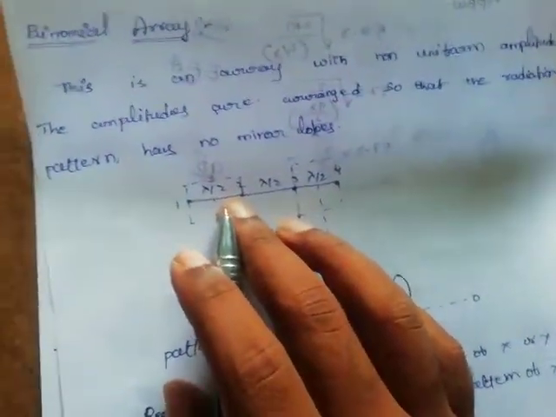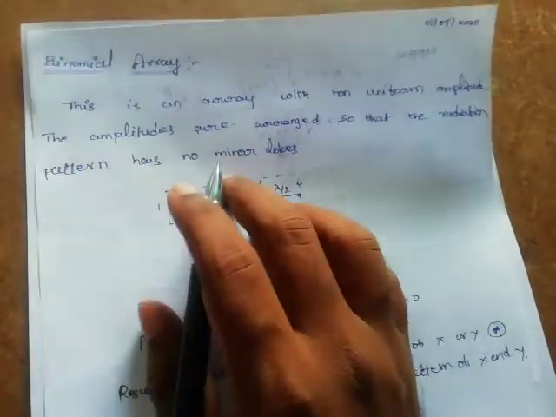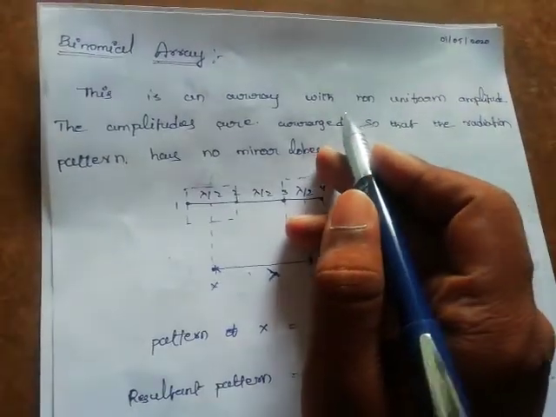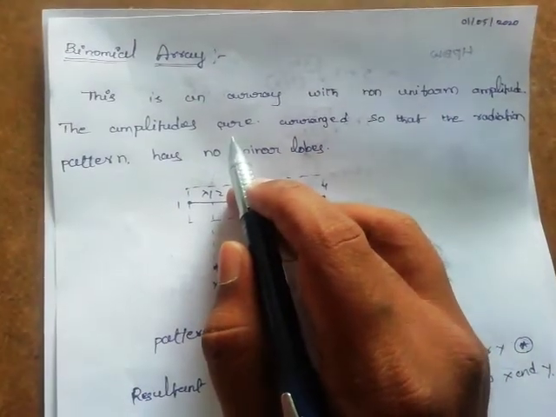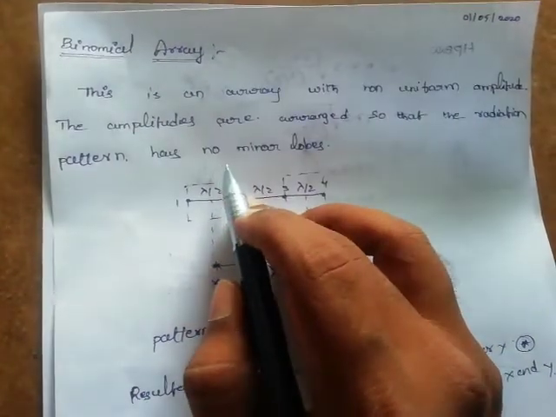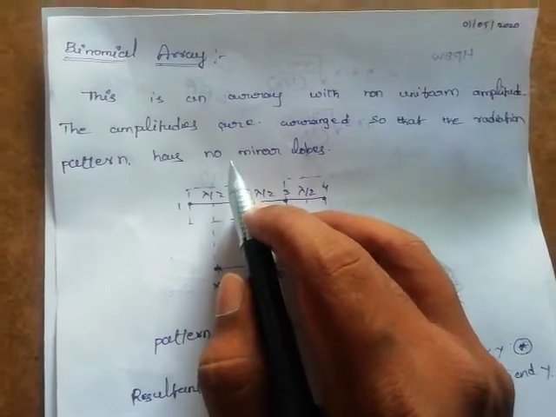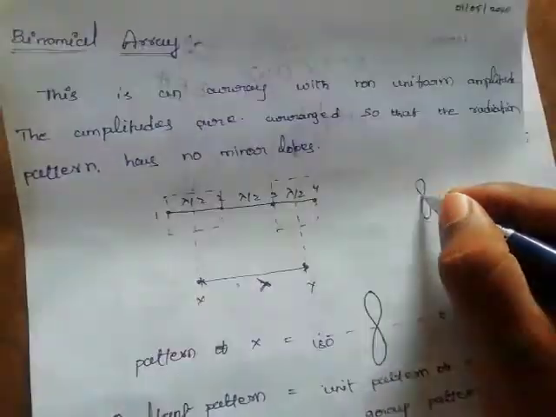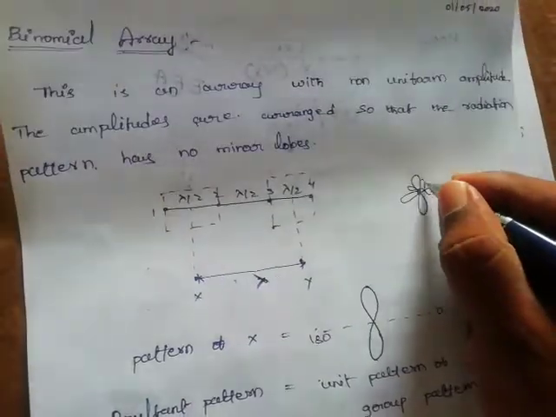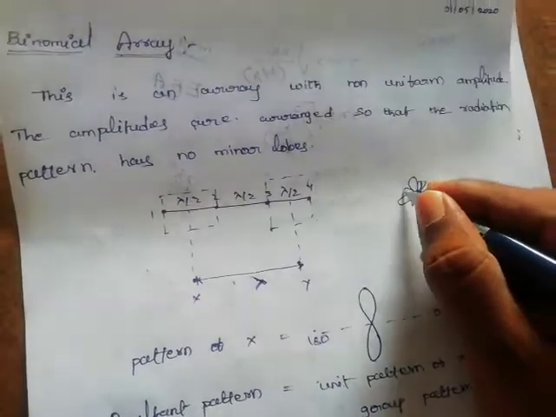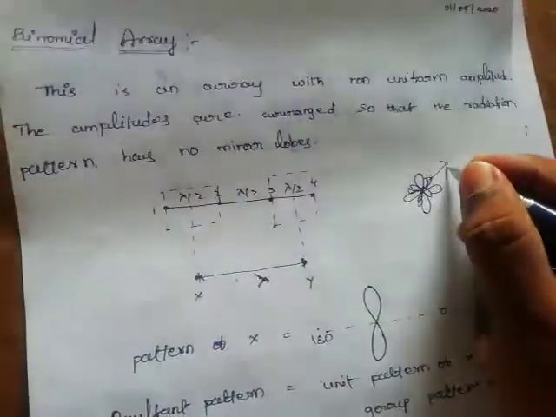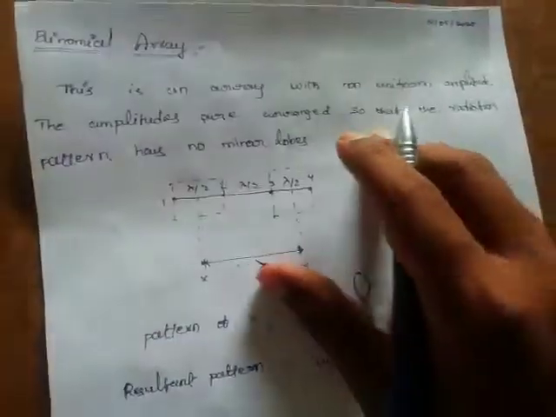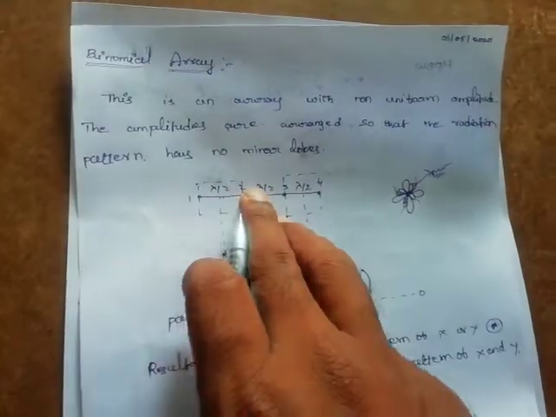In this binomial array, what is the main concept? This is an array with non-uniform amplitude, and the amplitudes are arranged so that the radiation pattern has no minor lobes. Previously, if you observe, in any pattern we get patterns like this, and accordingly we get a number of minor lobes. These are called minor lobes. To avoid these minor lobes, the binomial array concept was introduced.